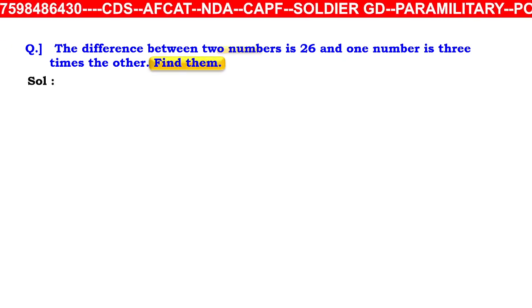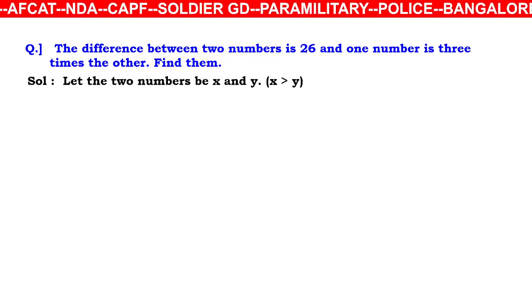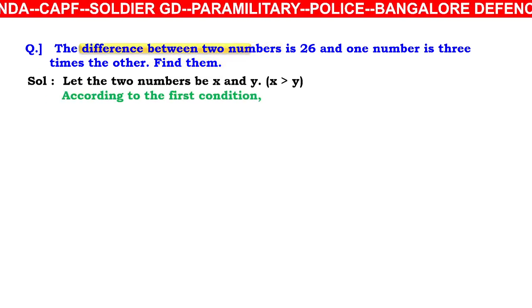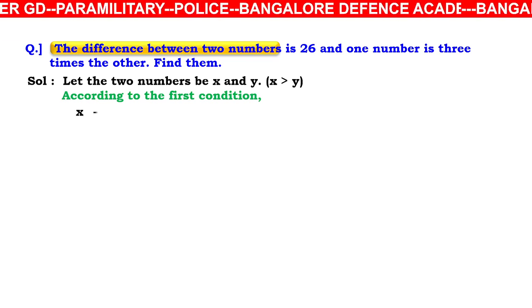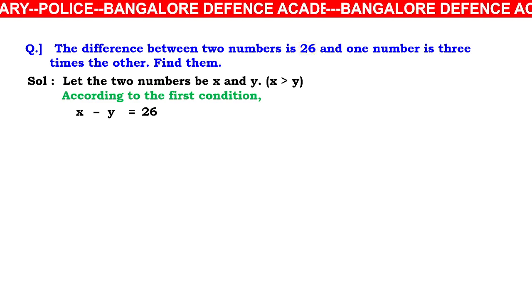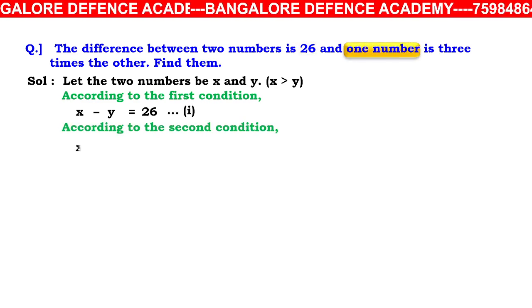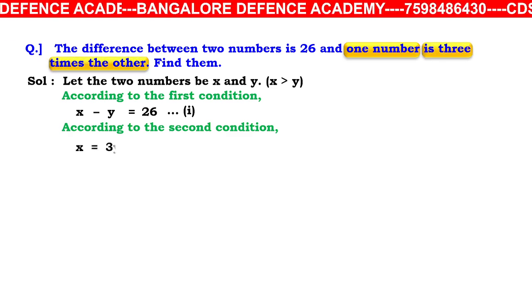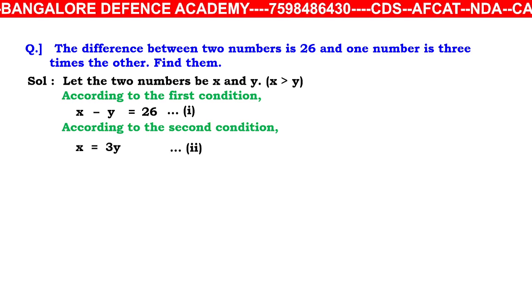So now we have to find the numbers. Let the two numbers be x and y. According to the first condition, the difference between the two numbers is 26. Difference means I have to subtract, that is x minus y is equal to 26, and one number is 3 times more than the other. So imagine one number, that is x, is equal to 3 times, that is 3 into y. So I got x is equal to 3y.